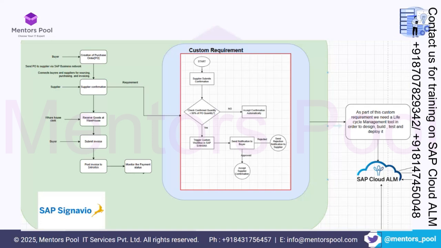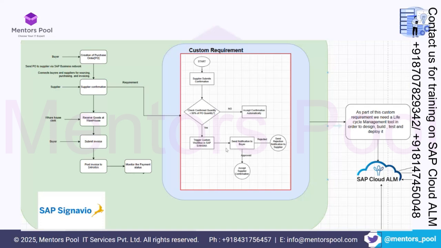Let us just say this is a business example. For that, you need to create a workflow automation where the buyer gets an email from the supplier for the confirmation. Once the supplier confirmed and the buyer confirmed, it is sent to the supplier via the SAP Ariba network. All these things will happen, which is one of the custom requirements.